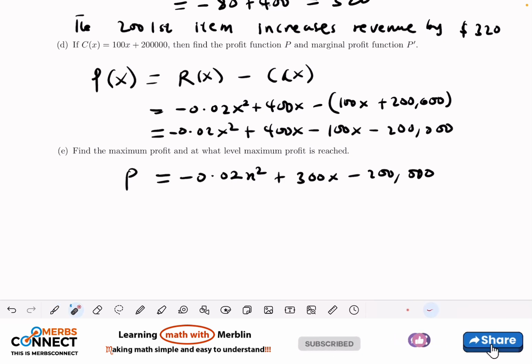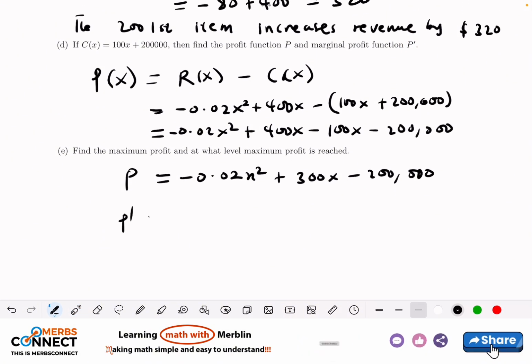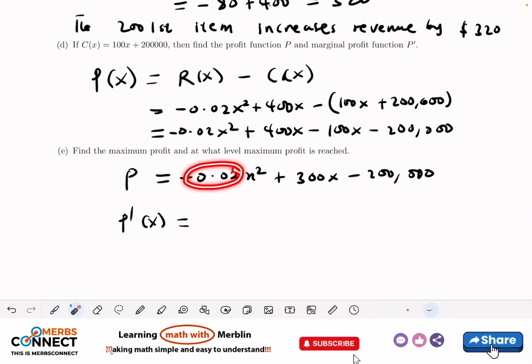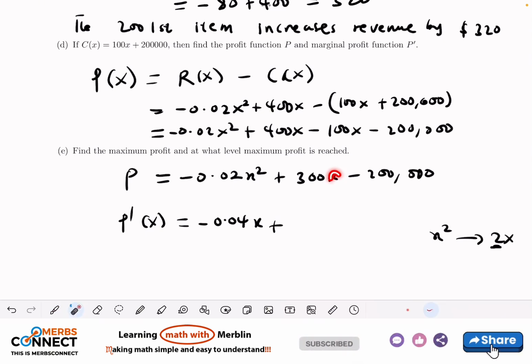The next question is asking us to find the marginal profit. So marginal profit means that we need to take the derivative. So let's take the derivative by finding P prime of x. So the same thing as I said, if you have a constant multiplying the function, all you need to do is just maintain this function and differentiate what is here. So when I differentiate x squared, I'm going to have 2x. Then I'll multiply the 2 by the coefficient of the x squared here, which is going to give us minus 0.04x. Then when I differentiate x, I'm going to get 1.